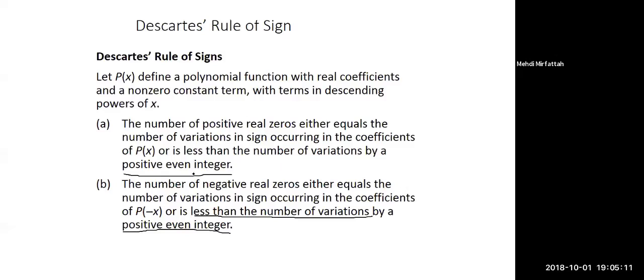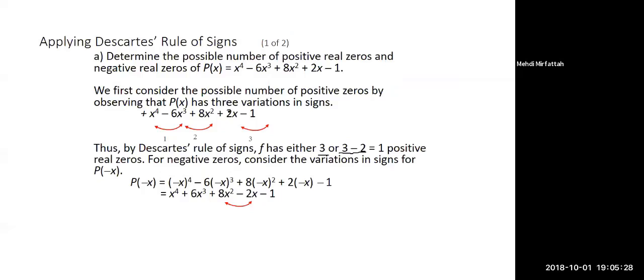Let's go back to the property here. It says the number either is that positive or less than it by a positive even integer. Positive even integers start at 2 here, right? So either 3 or 3 minus 2, which is 1. So these are the possibilities of zeros that we could have here. Now, these are how many positive zeros we're going to have.